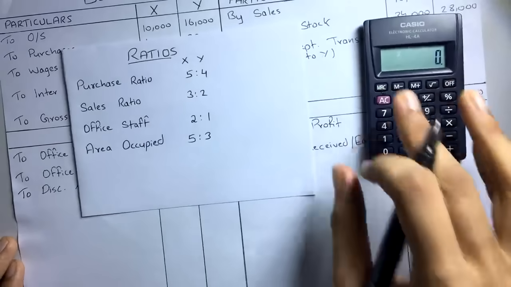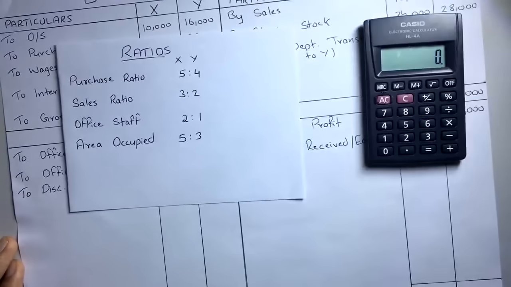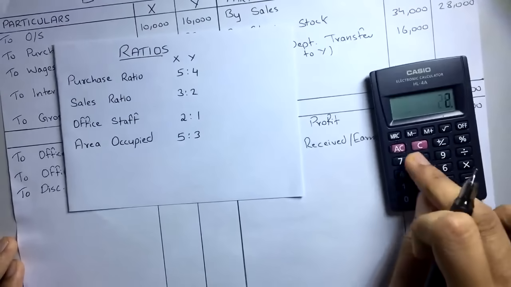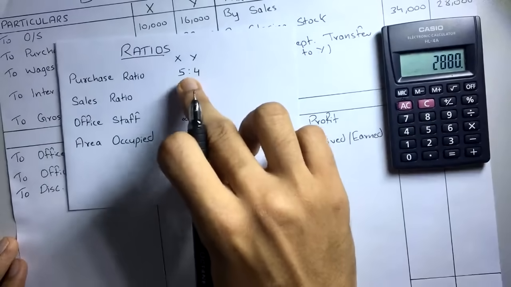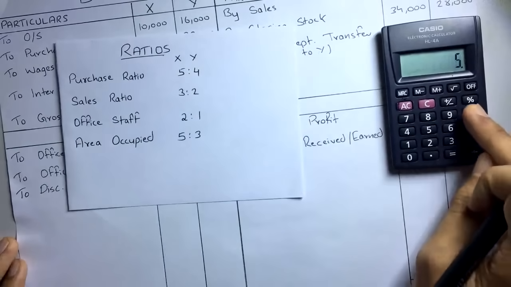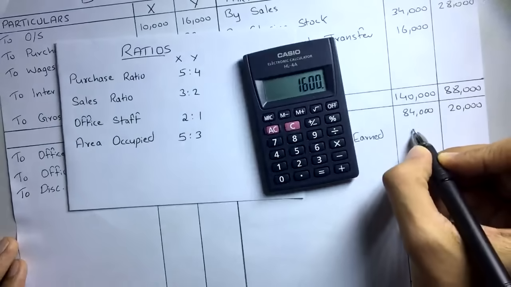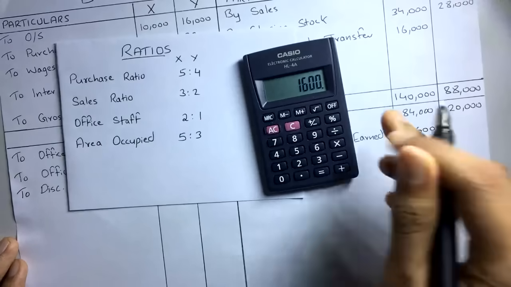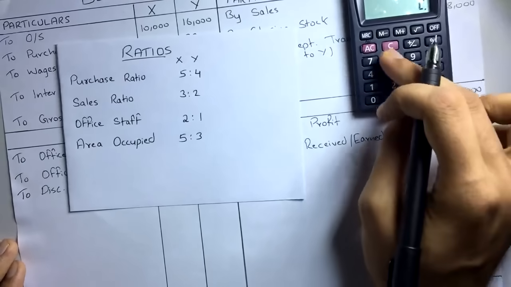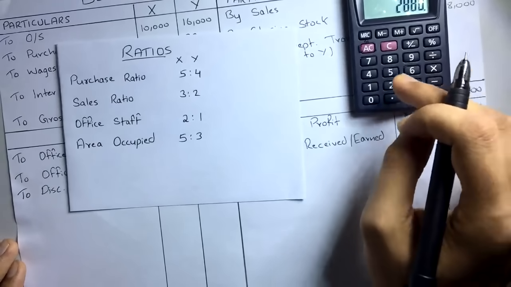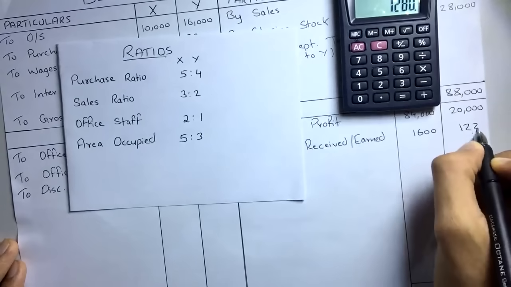So let's calculate. Let's see first the figure. Discount earned is 2,880. So 2,880 into 5 divided by 9, that is equal to 1,600. So you will write 1,600 in department X, and in department Y, 2,880 into 4 divided by 9, that is equal to 1,280.